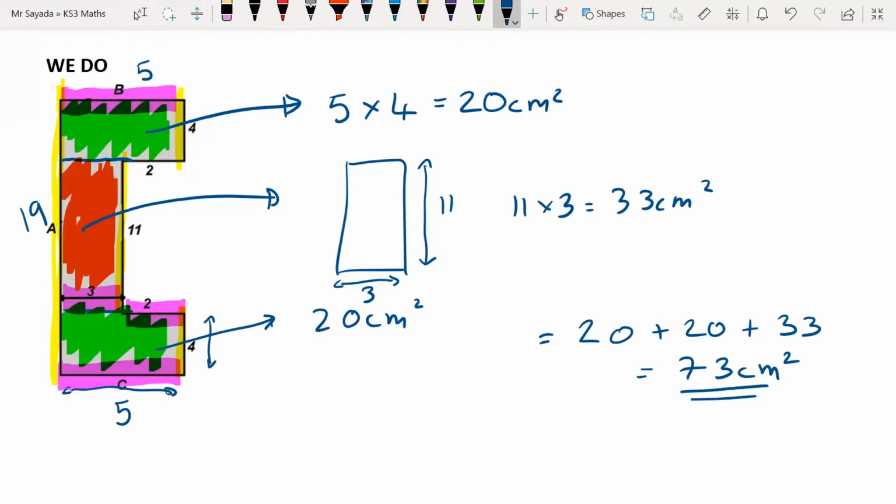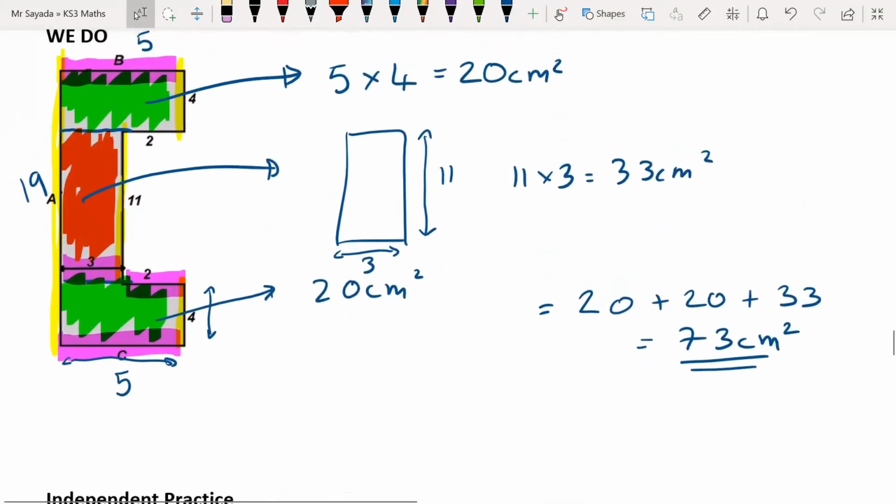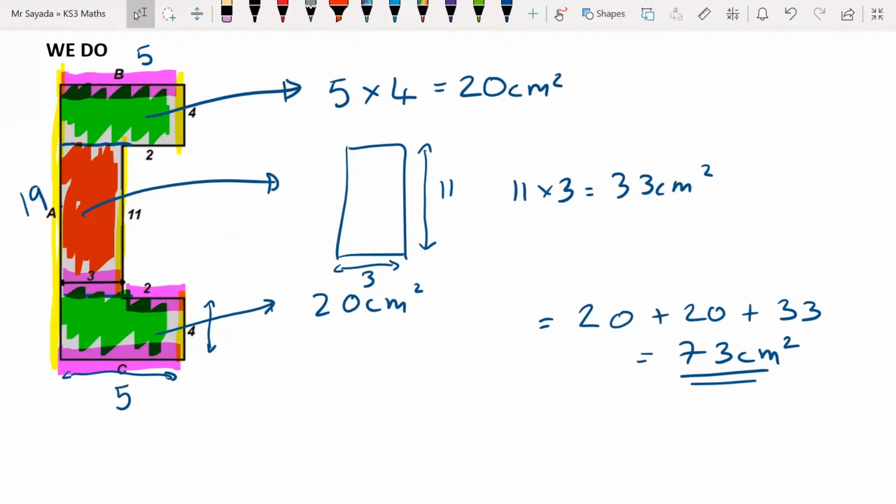So what we did is we firstly found out the missing lengths, then we drew some lines to split the shape up into 3 rectangles. We then found the area of each of those rectangles and then added them all together to find the area of the compound shape. If you struggled with any of these examples, please go back in the video, watch them again, try the questions again, and then move on to the independent practice.